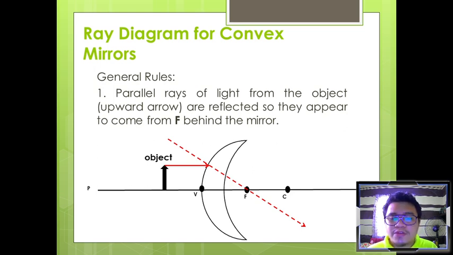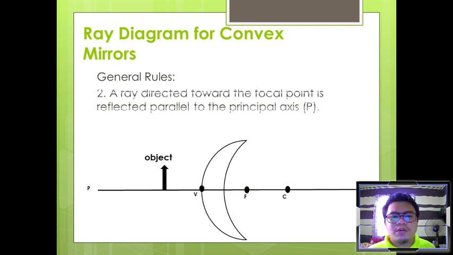Okay, so let's move on to rule number 2: all light rays directed towards the focal point are reflected parallel to the principal axis. So how do we execute this? First, just draw and trace a straight line that passes through the focus.